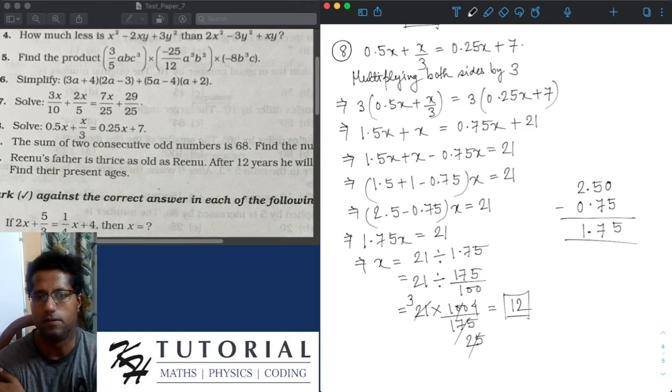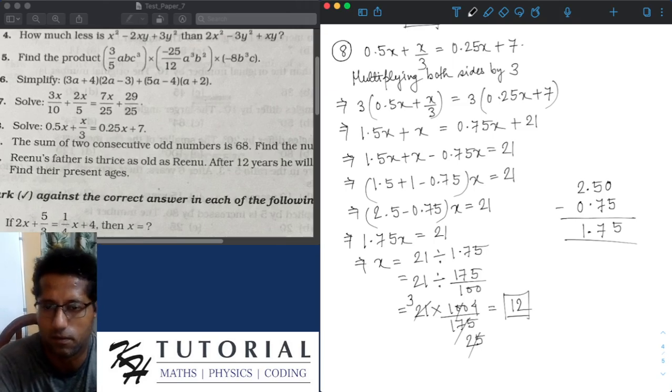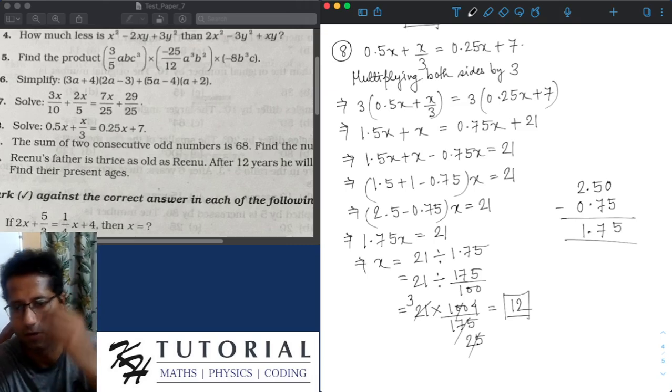So since there was one term, x by 3, in the rational form and the denominator was constant, we multiplied both sides by 3 to get rid of the rational form. Then we proceeded by doing the product of 3 on both sides, opening the brackets and bringing the variable terms to the left hand side and the constant terms to the right hand side, and on further simplification we get x equals 12.